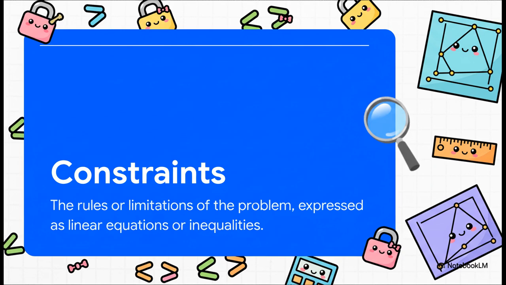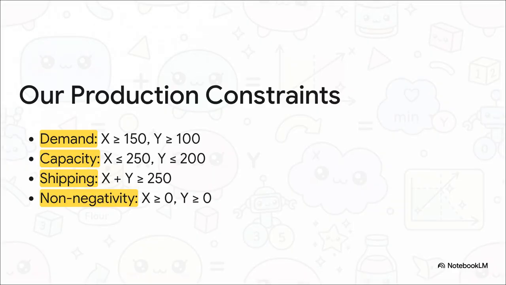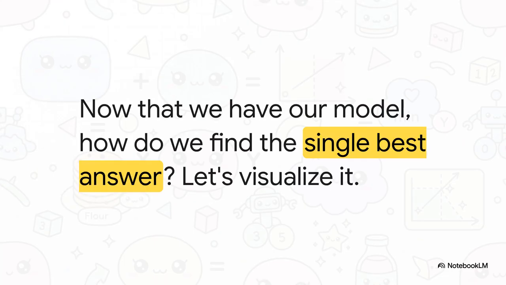And finally, we've got constraints. These are the real-world rules we can't break. You know, the limits. Our company has limits on demand, how many they can make, and a shipping contract they have to meet. Okay, model's ready. So how do we find that one perfect answer?